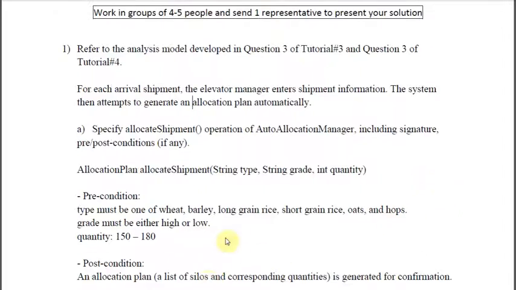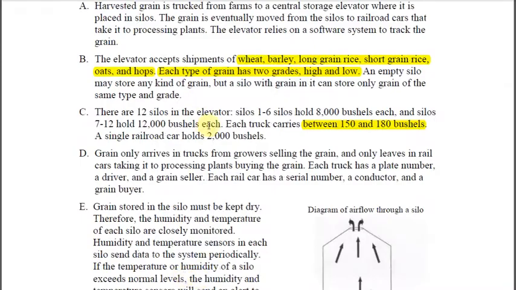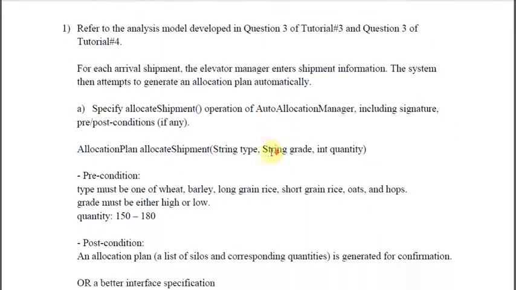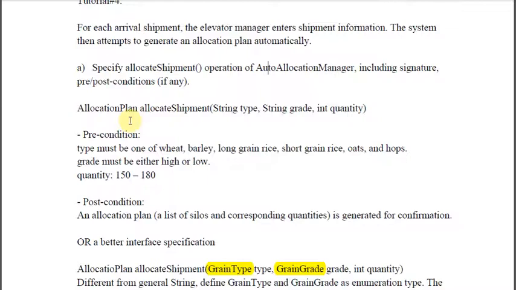Now let's go back to the requirement. We can see that the elevator accepts shipments of wheat, barley, long grain rice, short grain rice, oats, and hops. Each type of grain has two grades, high and low, and each truck carries between 150 and 180 bushels. So for the allocate shipment method, it accepts the input type, grade, and quantity.